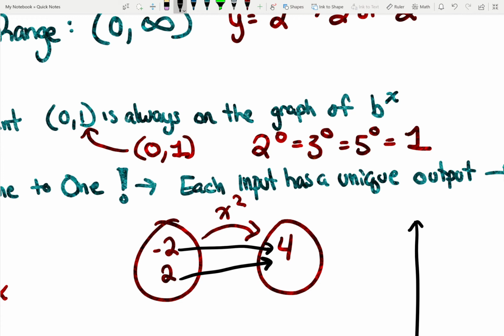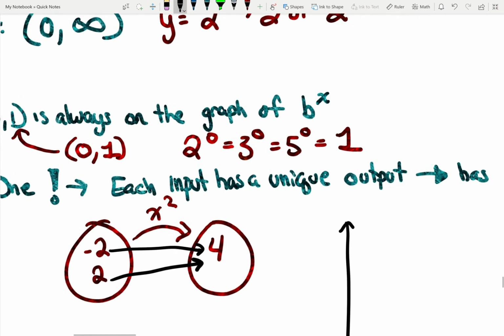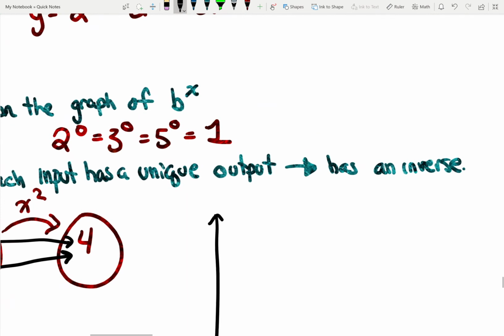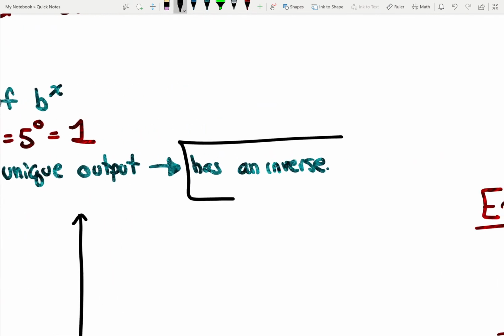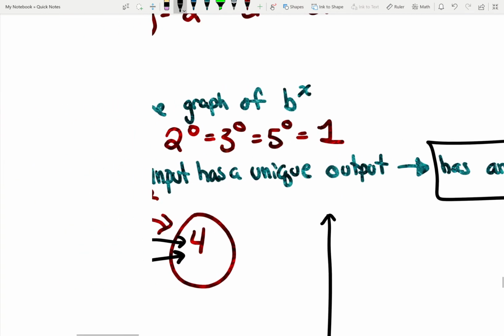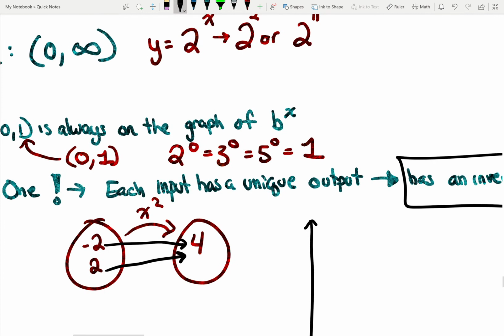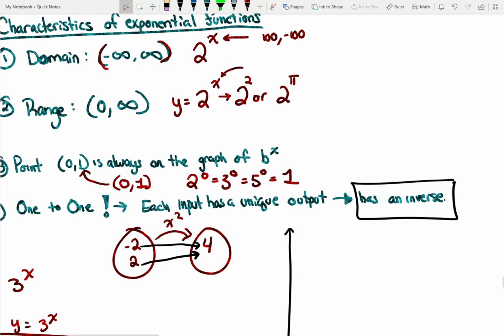And why is that so important? It's because it passes our horizontal line test, and that means it has an inverse. And this is going to become really important in not the next video, but the following video after that, when we start talking about logs. So again, our exponential functions are 1 to 1, which means they have an inverse.